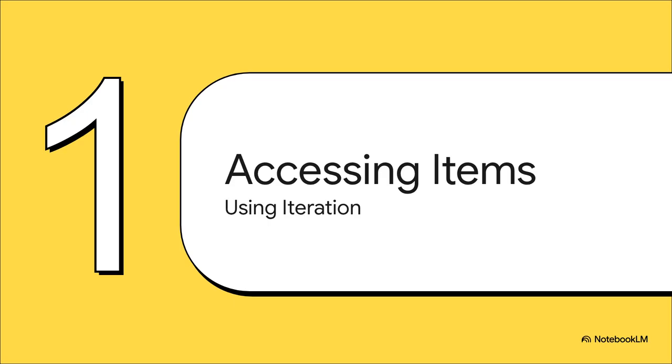Okay, so let's get into it. Just because you can't use an index, it doesn't mean your data is trapped in there forever. You can absolutely get to the items. You just have to go about it a different way. And that way is called iteration.